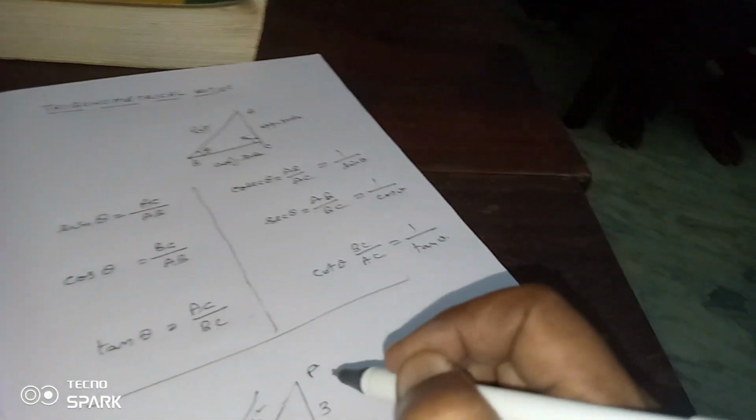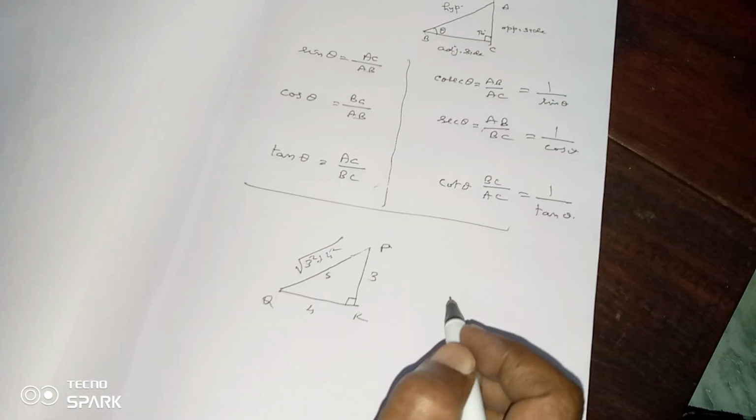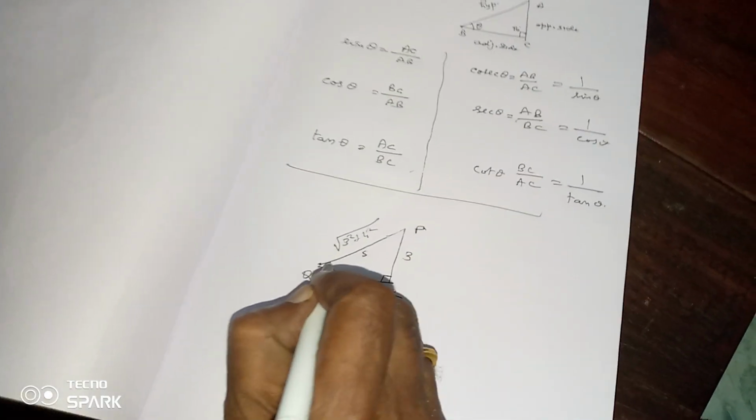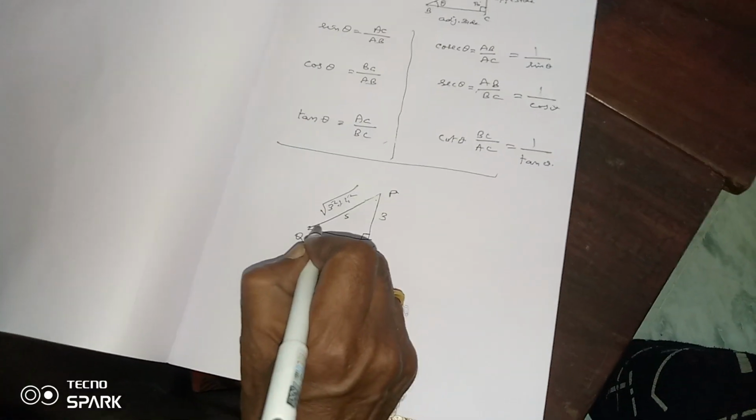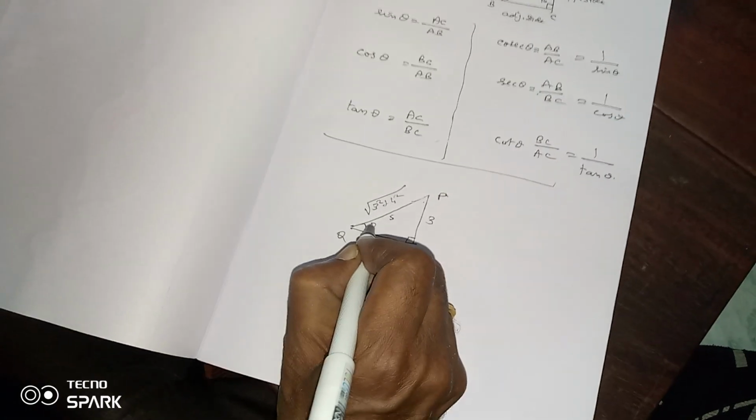Is it not? So if any two sides of a right angle triangle are given, you can find the third side using Pythagoras theorem. Now let us consider one of these acute angles. We have two acute angles, and this acute angle is say theta.